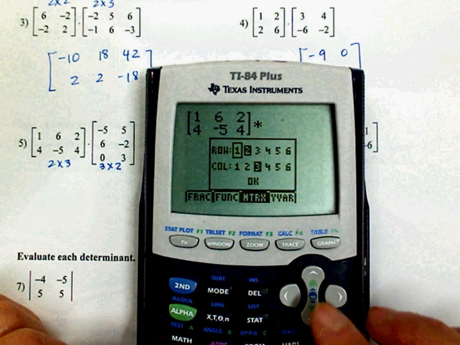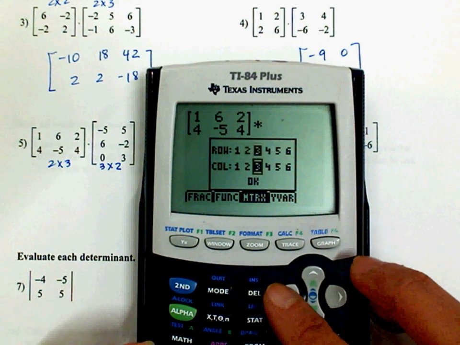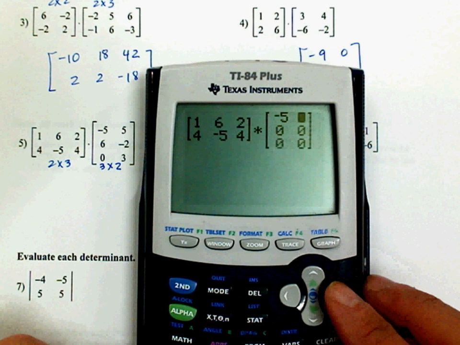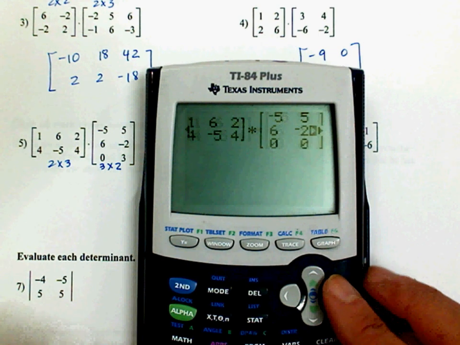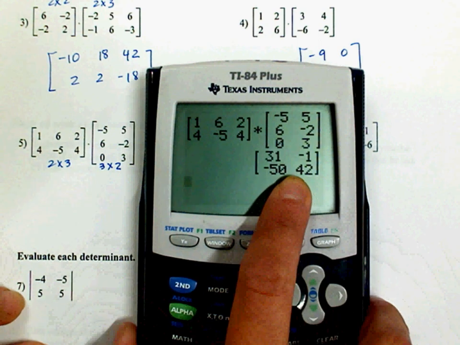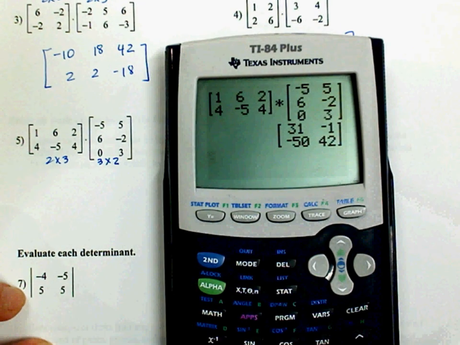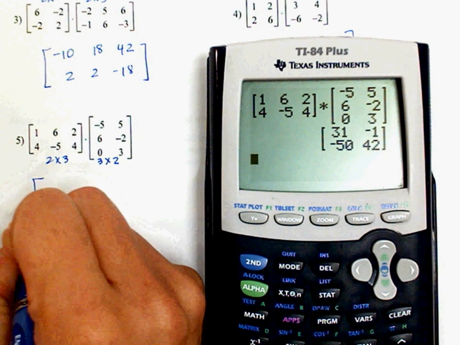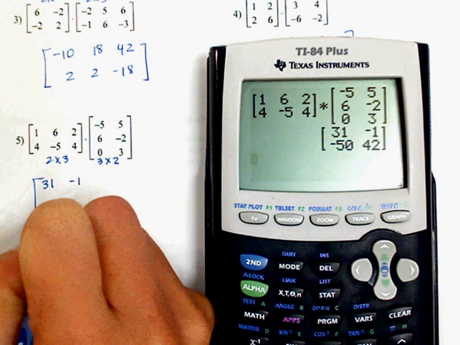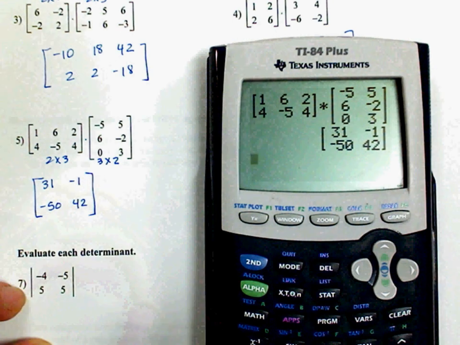Alpha zoom, we are now doing a 3 by 2. So negative 5, 5, 6, negative 2, 0, 3. See how your answer is correct? Because you know you should get a 2 by 2. So that one will be 31, negative 1, negative 50, and 42.